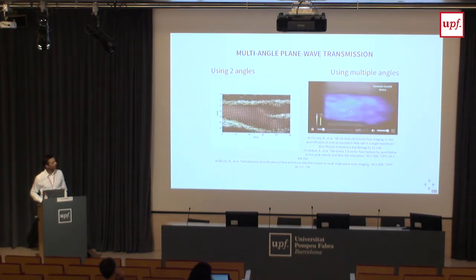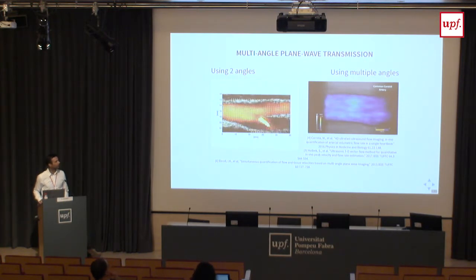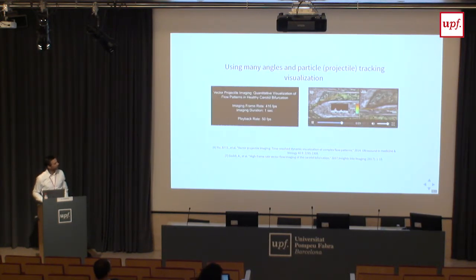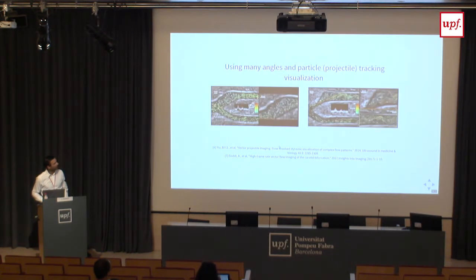So this is an example as well from these groups here where they got this data. And actually, if you look at the literature on this, we have lots of papers which are just 2016, 2017, so it is a very, very hot topic now. And if you combine this with a fancy visualization, then you can see flows in the carotid in an impressive way like this. So this is a normal subject and this is a diseased subject. And then this is actually slowed down quite a lot so that you can appreciate the flow.